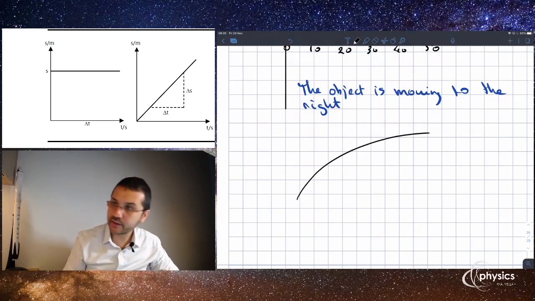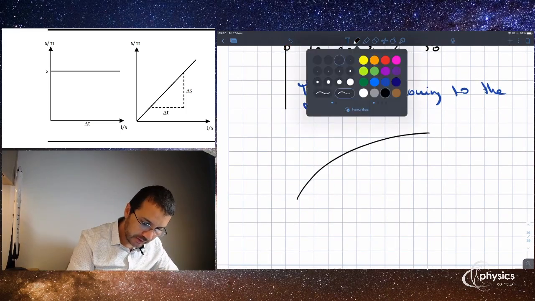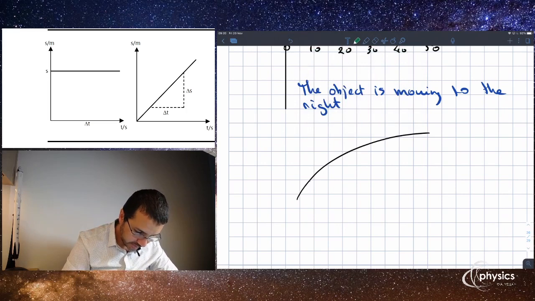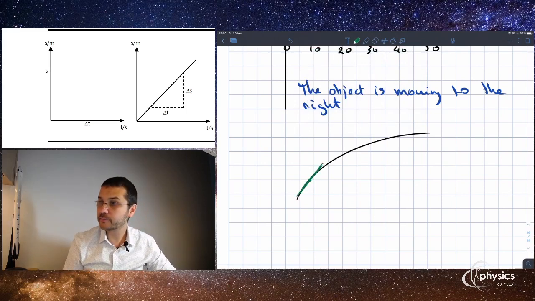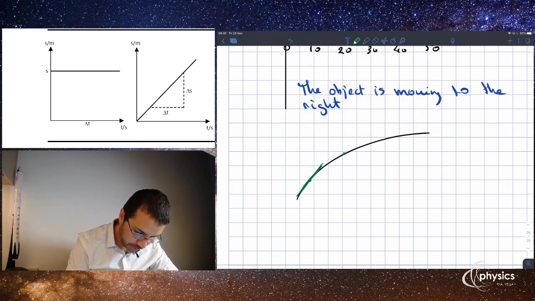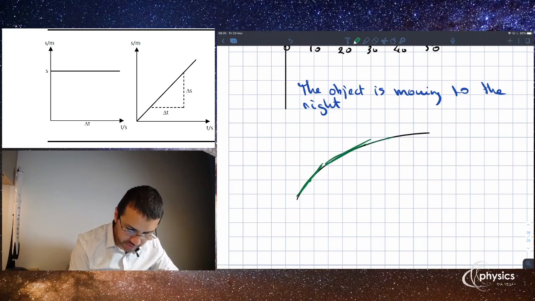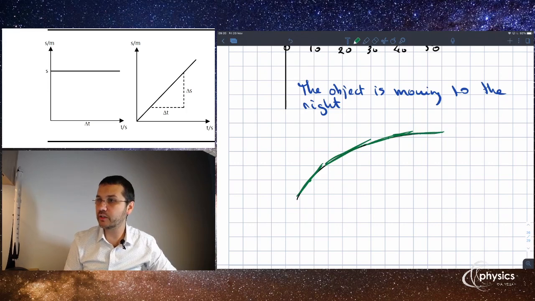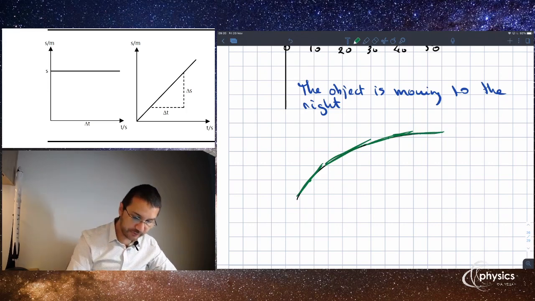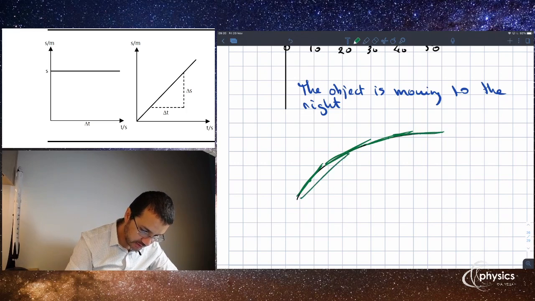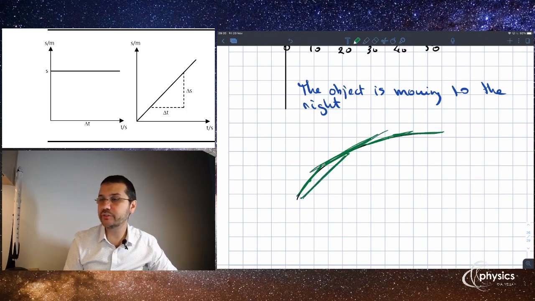If I have a curve like this, the slope I drew in green. At this point, the slope at this point is in that direction. The slope at this point is in this direction. The slope in this position is in this direction, and the slope in this position is in this direction. The slope is changing all the time. What I have drawn in this case is this, and this slope and this slope, they are completely different. They will not give you the same value.